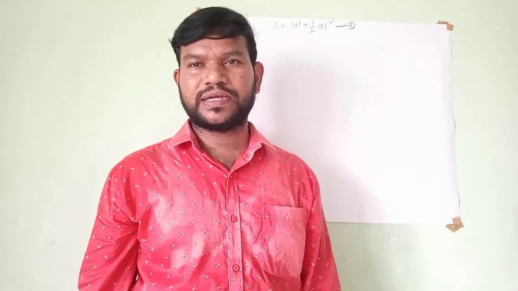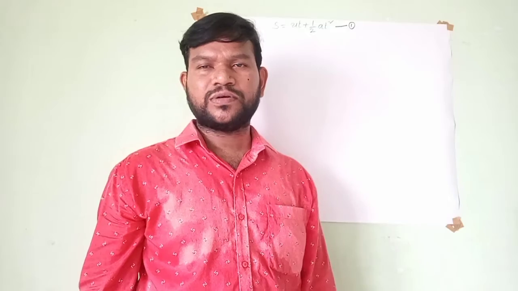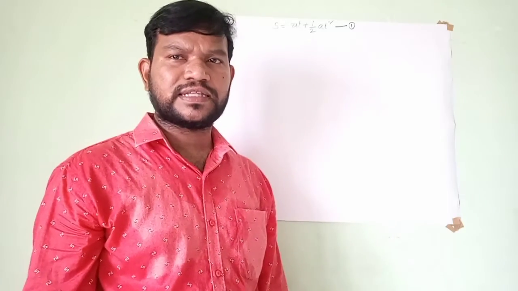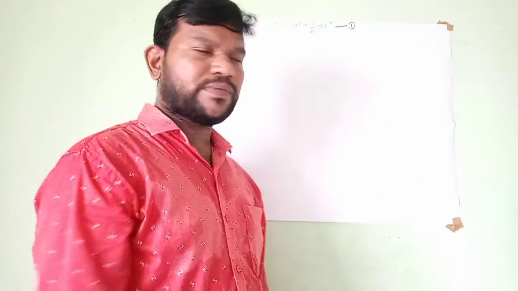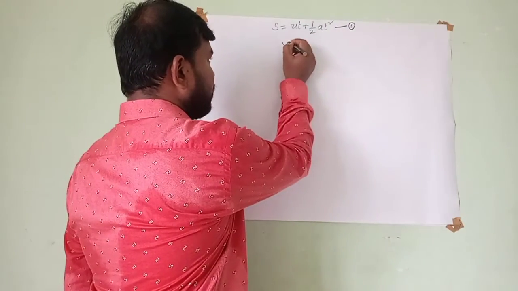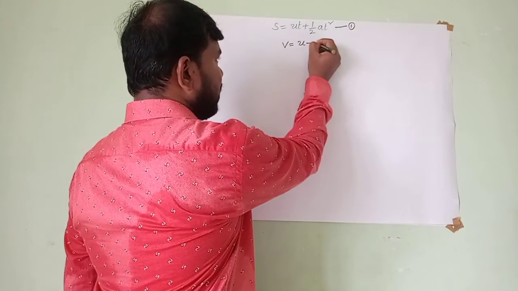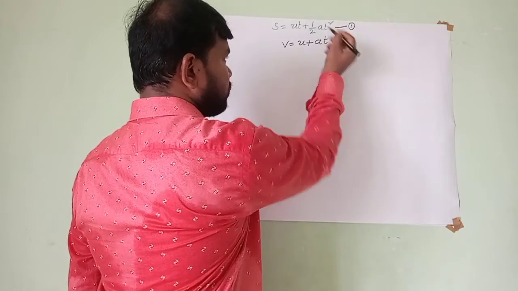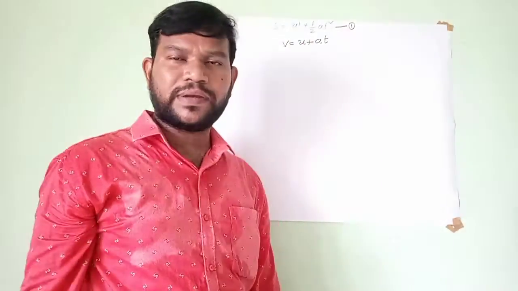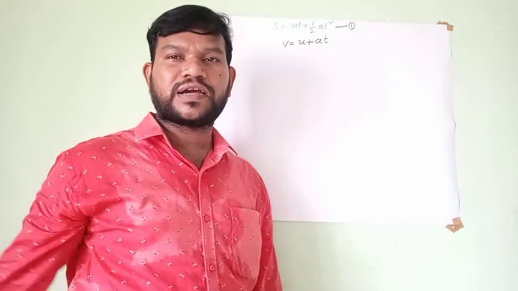What is the first kinematic equation? V is equal to u plus at. So final velocity v is equal to u plus at. That is the first kinematic equation. So I am writing the first kinematic equation also, the final velocity formula: v is equal to u plus at. Students, if we know these two kinematic equations, we will get the third kinematic equation.